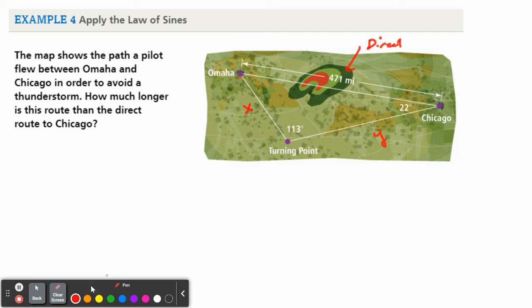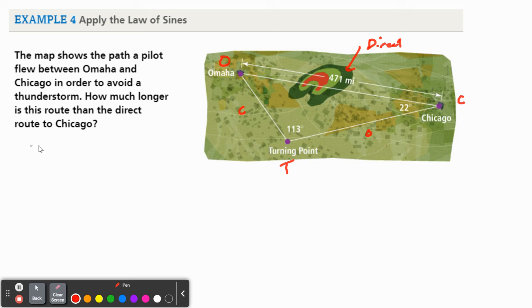Actually, hold on, I'm not going to use those letters. I actually used the letters of the cities. So I let that be O, I let that be T, capital T, and I let that be C. The O might be a little bit much, but that's what I'm doing. So then we need to find lowercase o and lowercase c, add them, and compare to 471. How much bigger is 471? All right, what do they give us?